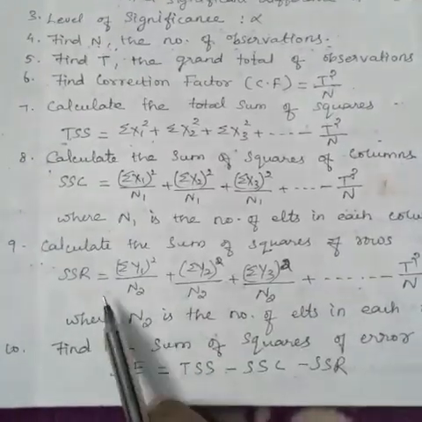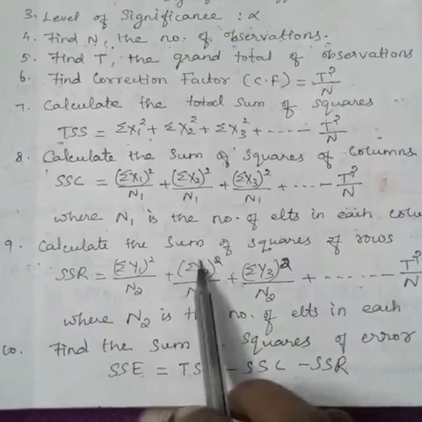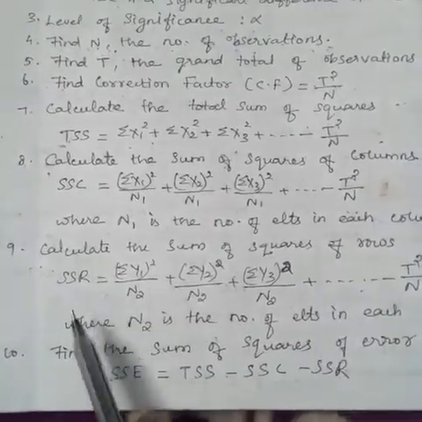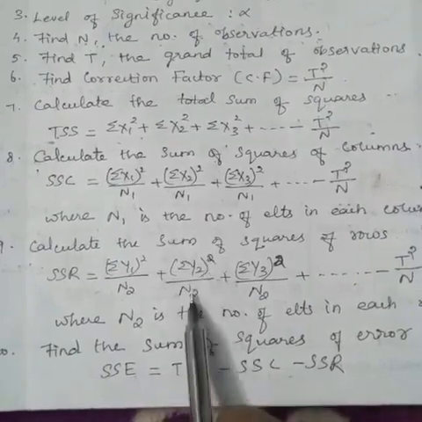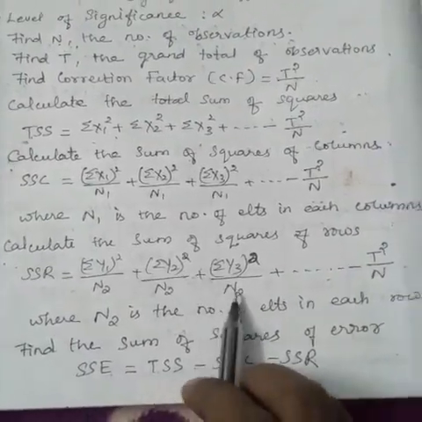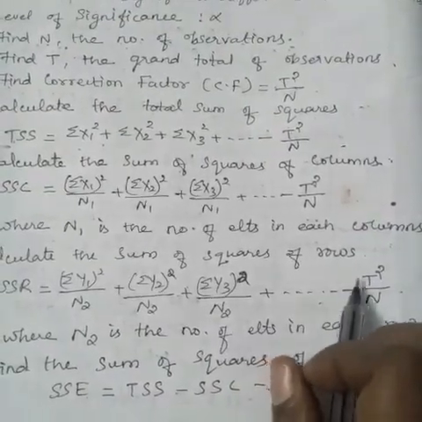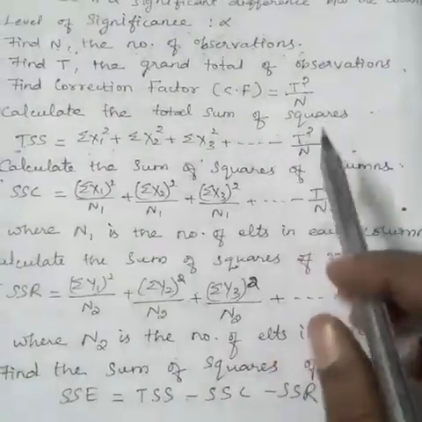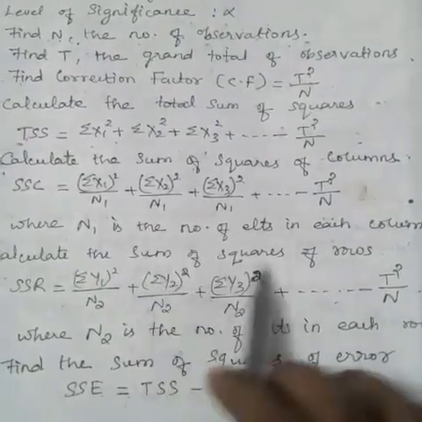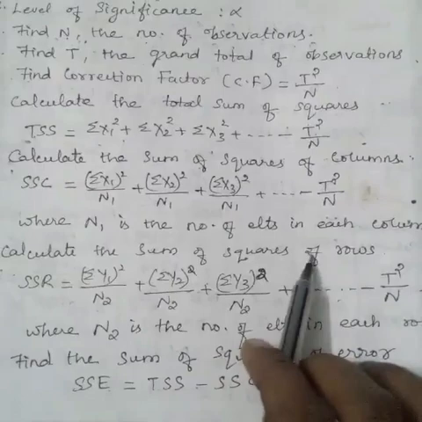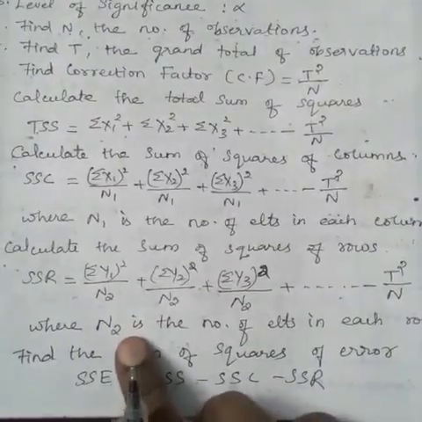The next, ninth step, is the additional step. Here it is two-way classification, so calculate the sum of squares of rows, SSR. Summation y1 the whole square by n2 plus summation y2 the whole square by n2 plus summation y3 the whole square by n2 plus etc., minus T square by N. T square by N is the correction factor, where N2 is the number of elements in each row. That means treatments: row wise we are arranging the elements, which is N2.